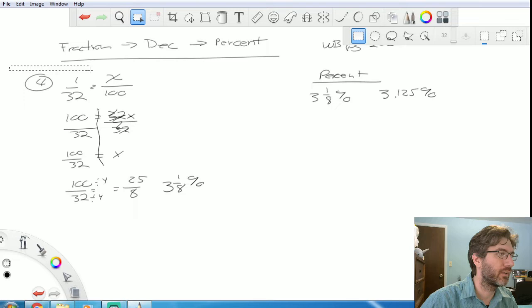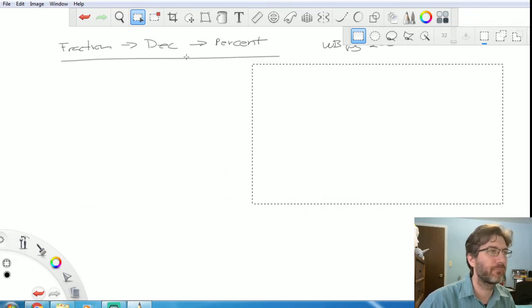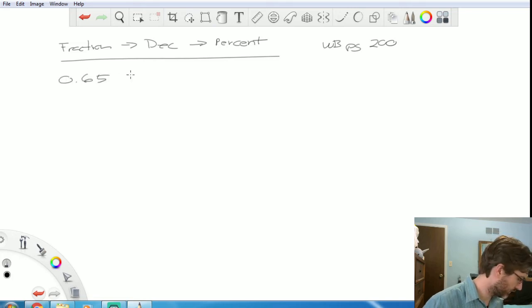Let's get into ordering them then, because the second part of your work is going to ask you to put them in order. So let's pull up a random problem here. Let's look at 0.65, 75%, and 9/10.